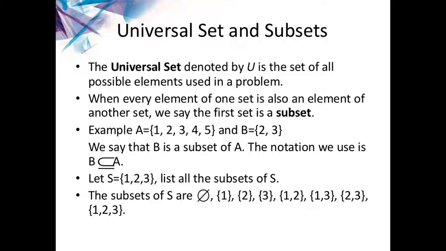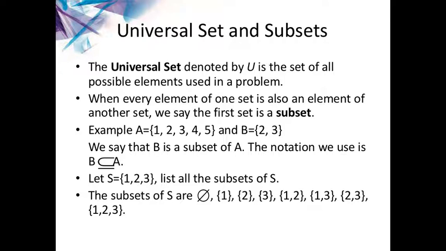What is the universal set? A universal set is a set that contains all the possible elements in a certain domain. As an example, if we're talking about the universal set of the English alphabet, it starts with A all the way to Z. So you're not going to find a single letter in the English language that does not belong to this universal set. So that's the definition of the universal set.